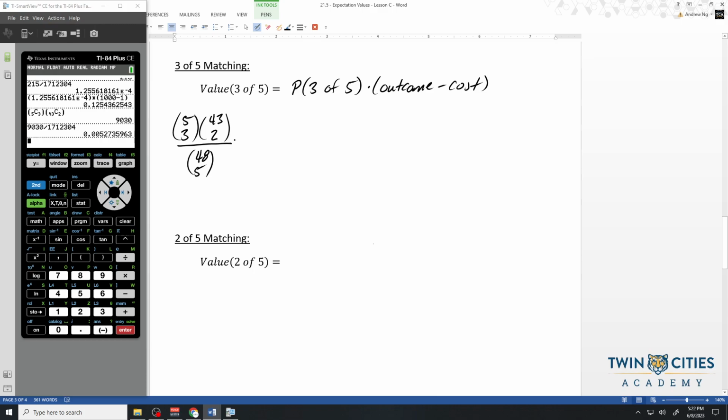And now let's multiply this to the outcome minus the cost. The outcome of getting 3 of 5 right, I win $50. Minus, it still costs $1 to play. So let's multiply these together. That's the probability there, times 50 minus 1. The value is going to be 0.2584.